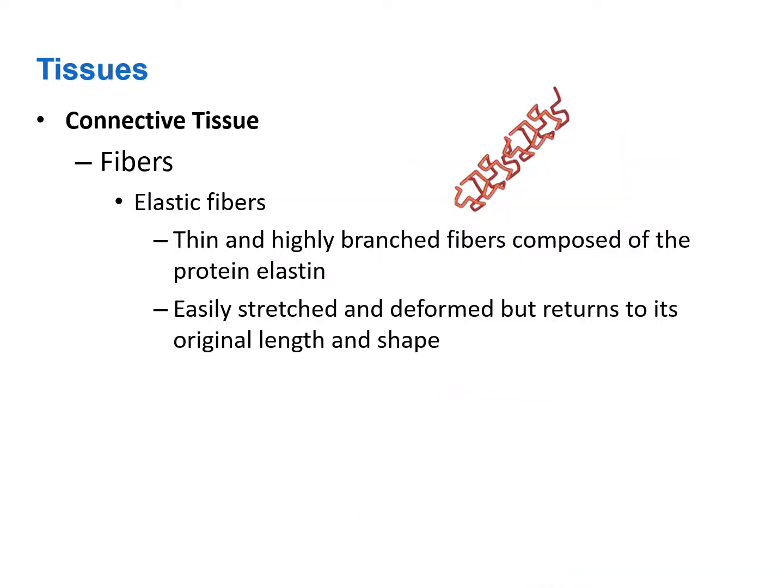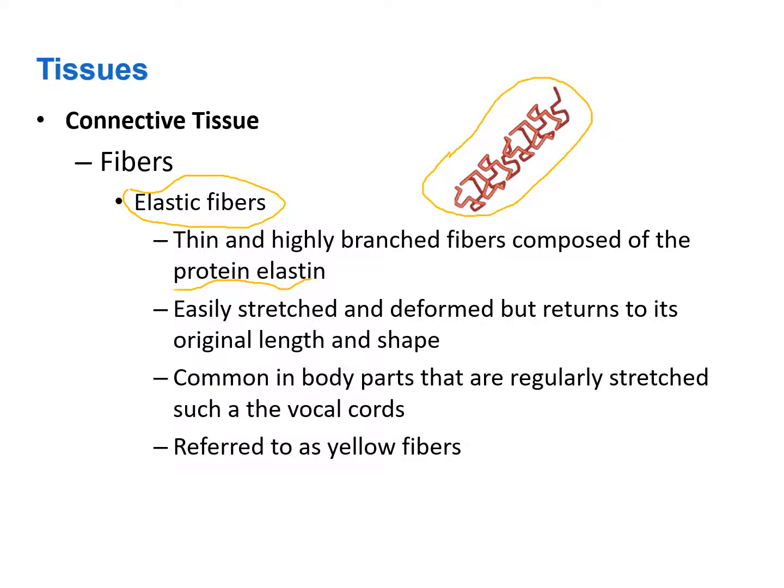Okay, so the next type of fiber will be elastic fibers, and elastic fibers look like a slinky to me, though you may or may not be able to see what I mean by that. These fibers are made out of a protein called elastin, and what's interesting is that when these fibers are stretched or deformed, they return back to their original length and shape. You typically find these elastic fibers in places of the body that are regularly stretched, such as the vocal cords. And like in the previous slide, we call the collagen fibers the white fibers, and the elastic fibers we call yellow fibers.